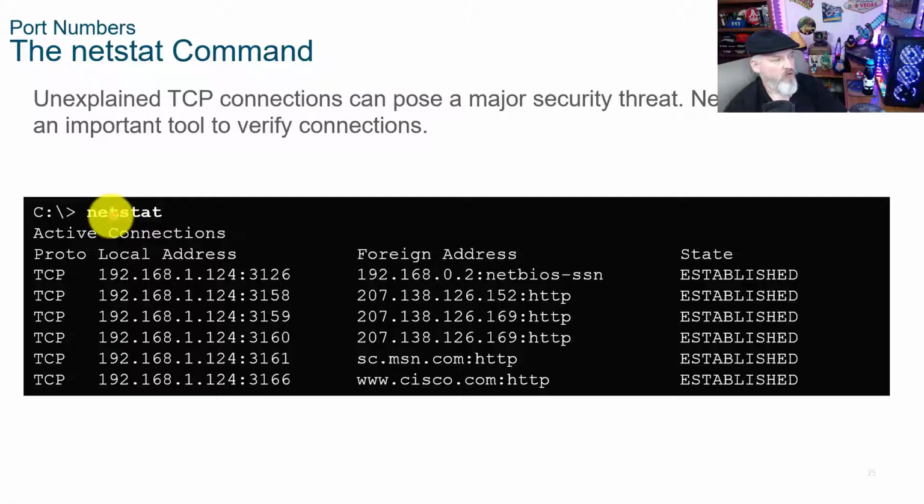This is on a Windows here. You can type the netstat, and this will show active connections. It will show the protocol. It will show the local address, the foreign address, or the destination, and the state, whether it's established or not. Sometimes it'll give you an IP address with the port, or it'll just tell you the HTTP here, or it'll tell you the actual site. But you can see what all connections are on your Windows machine.